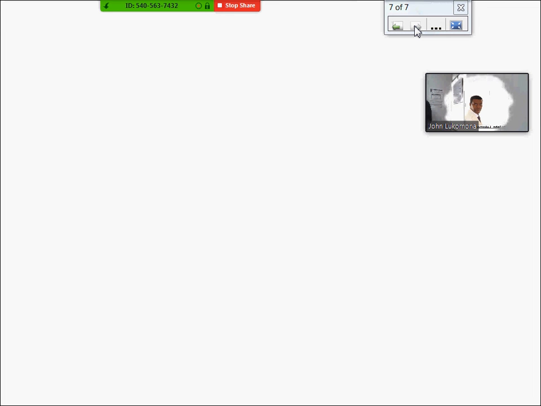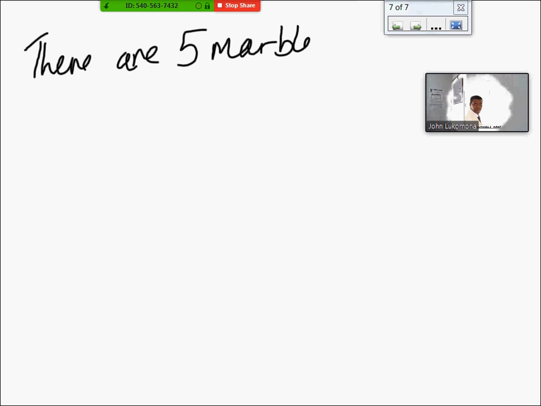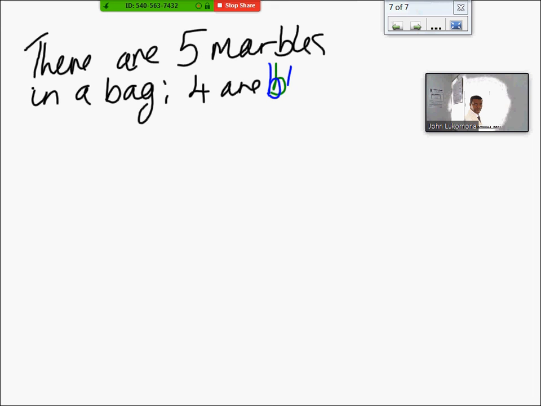So I'm going to give an example. There are 5 marbles in a bag. You know what marbles are? Now look at this. 4 are blue. Then we have 1 that is red.